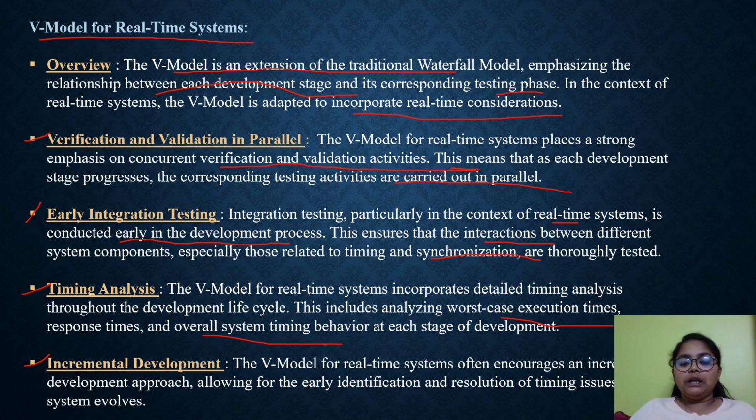The V model for real-time system often encourages an incremental development approach, allowing for the early identification and resolution of timing issues as the system evolves. So incremental development means early identifying the timing issues which occur in the real-time system, and resolving the timing issues that evolve in the system. So these are the four modifications which are brought in the V model for real-time system.